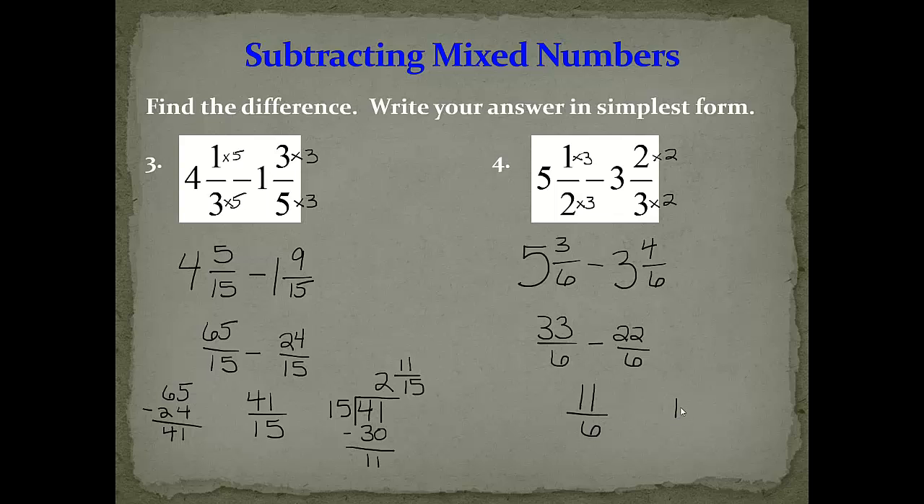Now we're going to change 11/6 into a mixed number because right now it's an improper fraction. So we'll do 11 divided by 6, and 6 will go into 11 one time, and 1 times 6 is 6. We can subtract, and 11 minus 6 is 5. The 5 becomes our numerator, and the denominator is the number we divided by, which is also the same denominator in our problem. So our answer is 1 5/6.